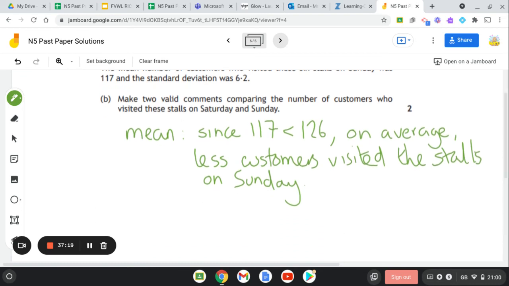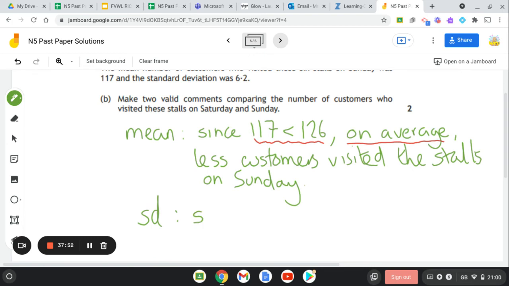Okay, so all of that is worth 1 mark, and it's really important that for the mean you are using the term on average, and that you do have your mathematical justification, as well as saying less or more on whatever day or team. Sometimes you get team A or team B, or sometimes you get before a fitness program and after a fitness program, those kind of questions. Now, the second statement, the second mark, comes from making a statement about your standard deviation.